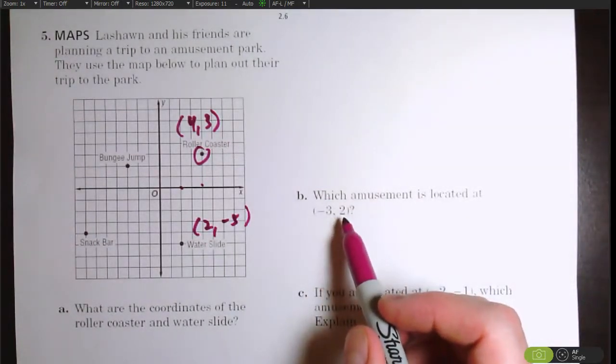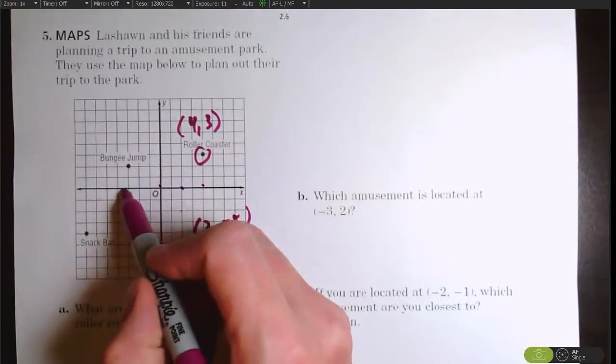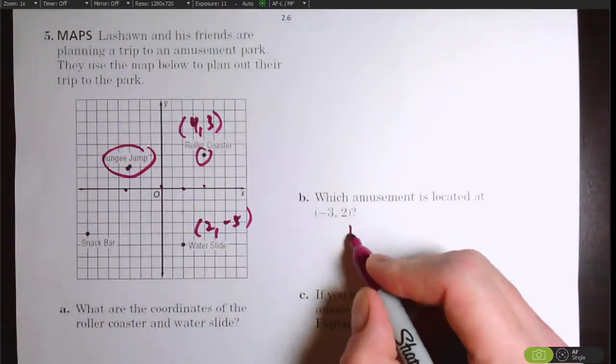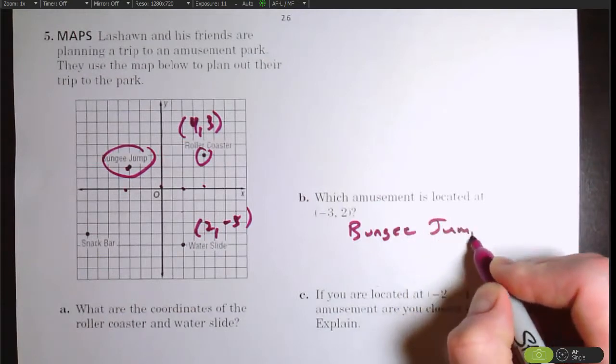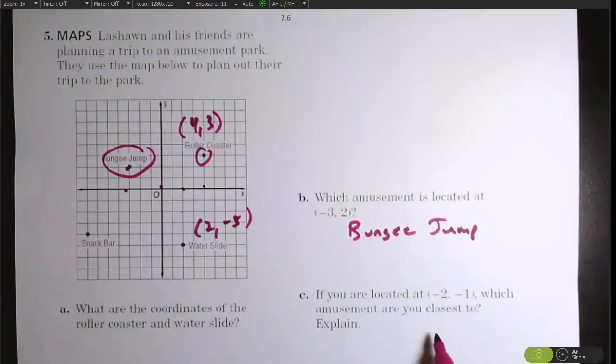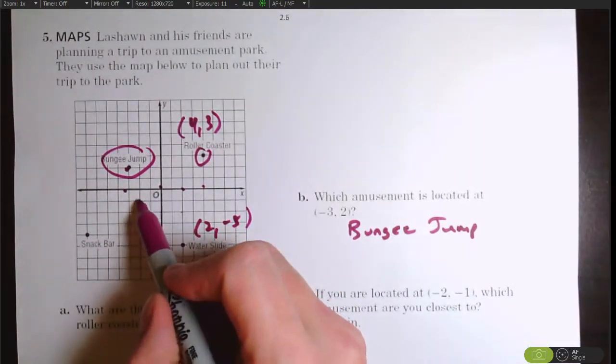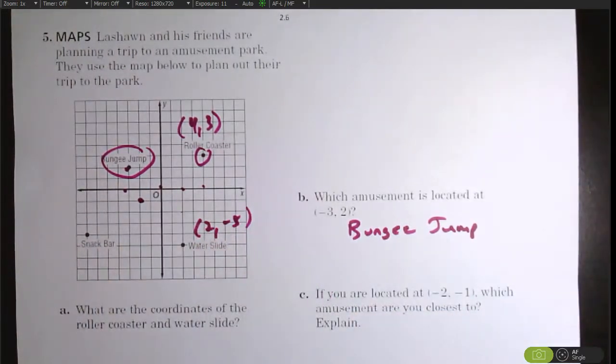B, which amusement park is located at -3, 2? So here's 0, so left 3, up 2. Oh, that's the bungee jump. And then C, if you're located at -2, -1, which amusement are you closest to? So -2 and -1, and then explain.